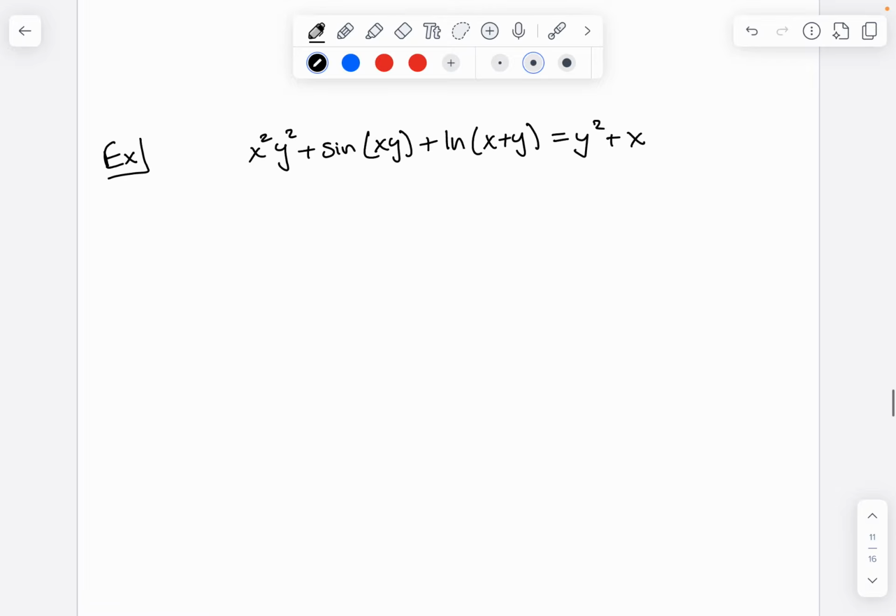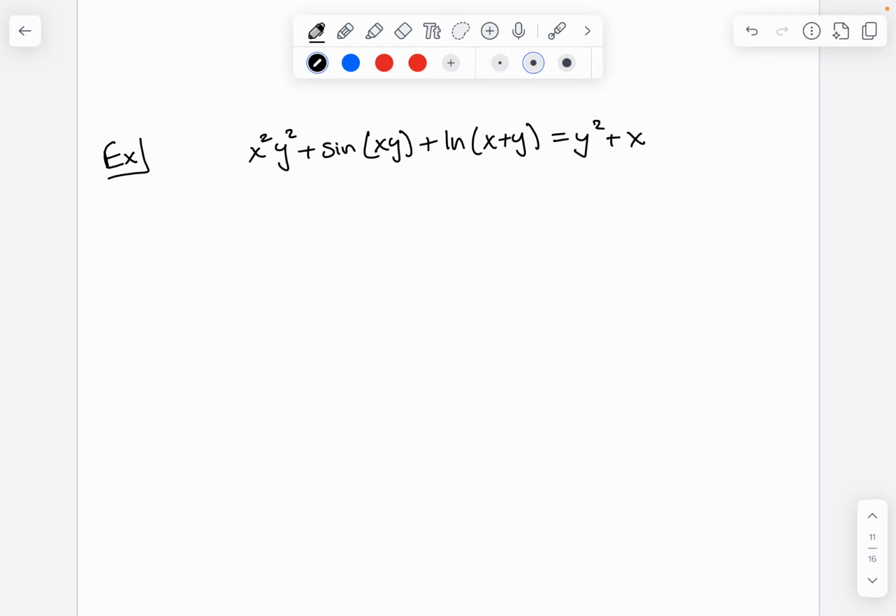So let's get right into the problem. We have x squared times y squared plus sine of xy plus ln of x plus y is equal to y squared plus x. Immediately you can see that this equation has multiple variables in almost every single term. That is your initial reminder to use implicit differentiation. So let's take this step by step.